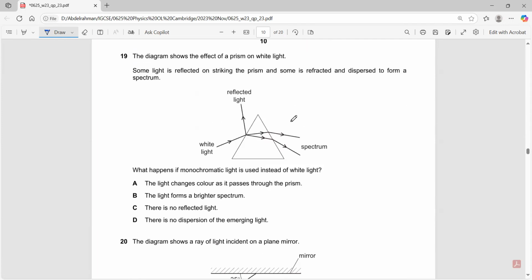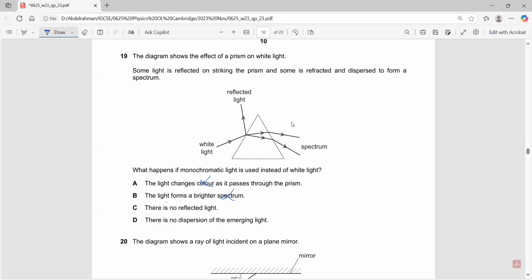What happens if monochromatic light is used instead of white light? In this dispersion, what would happen? Monochromatic is one wavelength, right? Would it change color? No, monochromatic. The light forms a brighter spectrum? Again, this is monochromatic. Only one light is passing through.